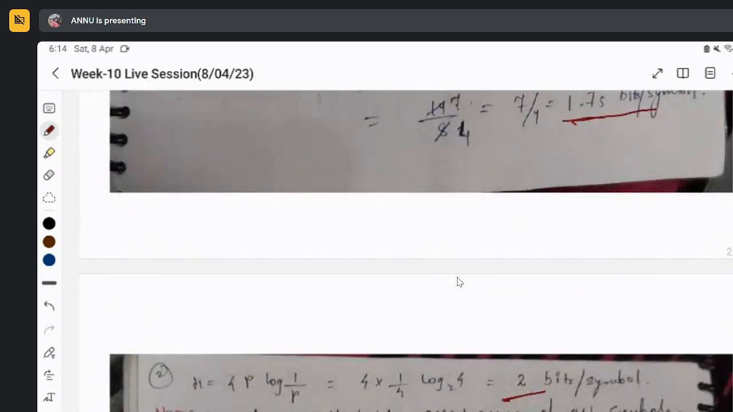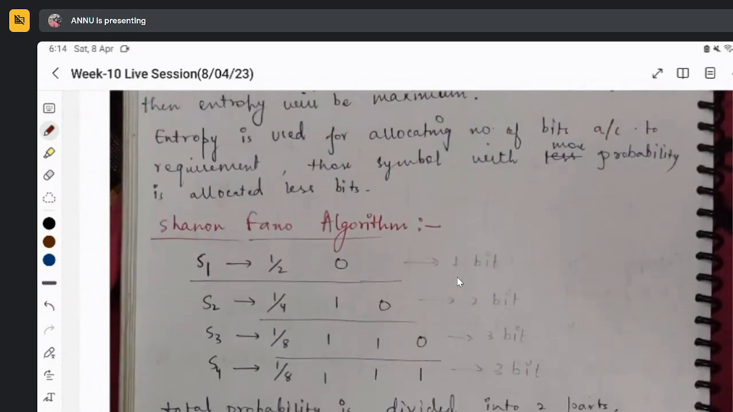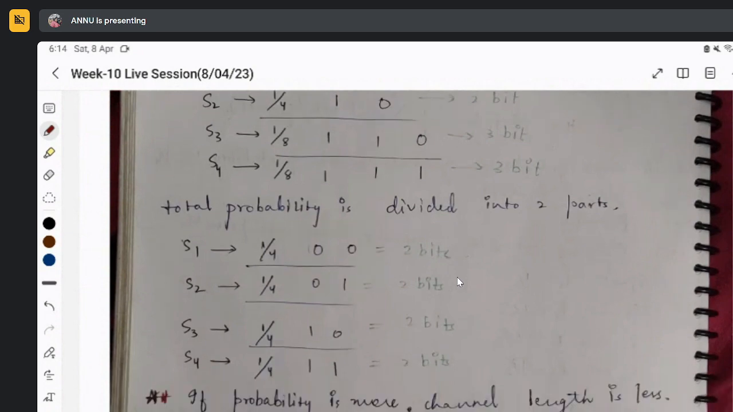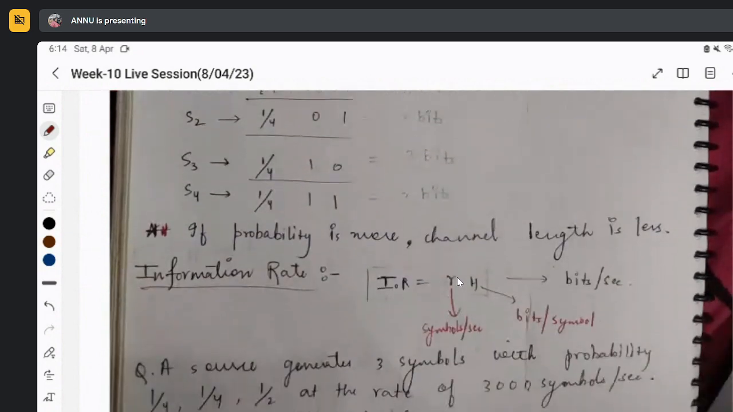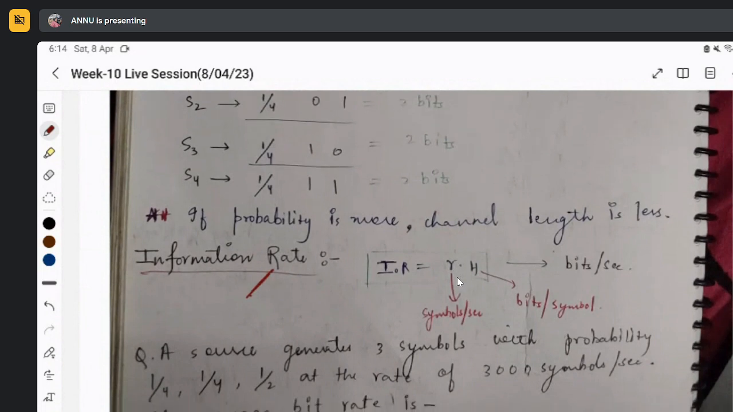The conclusion we draw from here is that whenever we take symbols with equal probable events, then the entropy, meaning the information contained in the system, is higher. Here it is 2 bits per symbol, whereas here it is 1.75 bits per symbol. Now, Shannon-Fano algorithm is one of the algorithms to encode the symbols so that you will have a better information rate. Information rate is defined as R into H, where H is entropy and R is the rate in symbols per second, and H is in bits per symbol. Similarly, you can define it for different symbols.